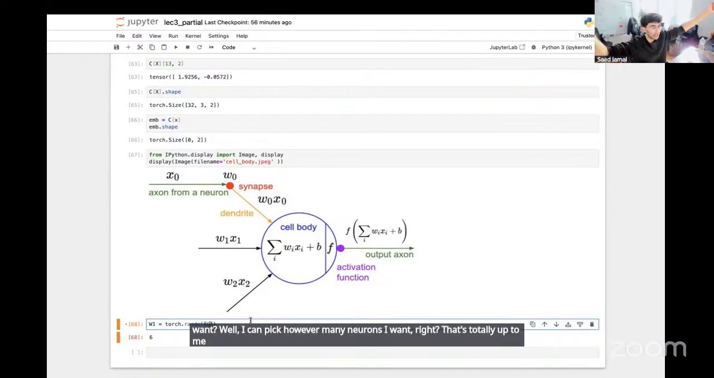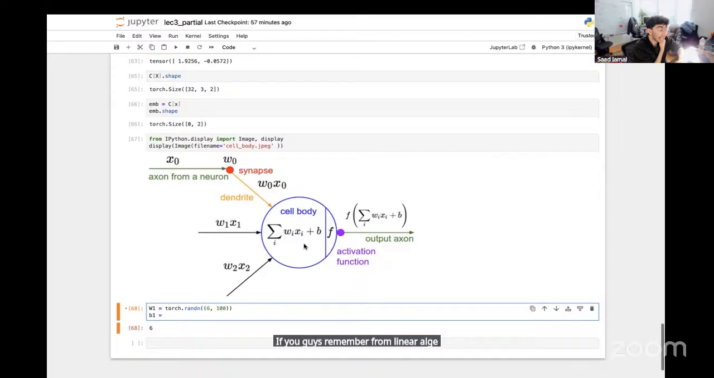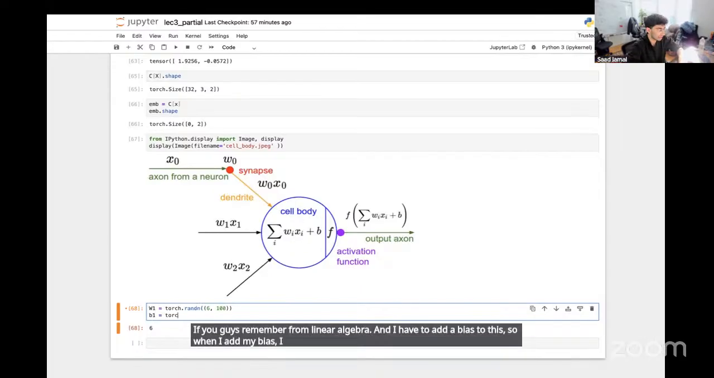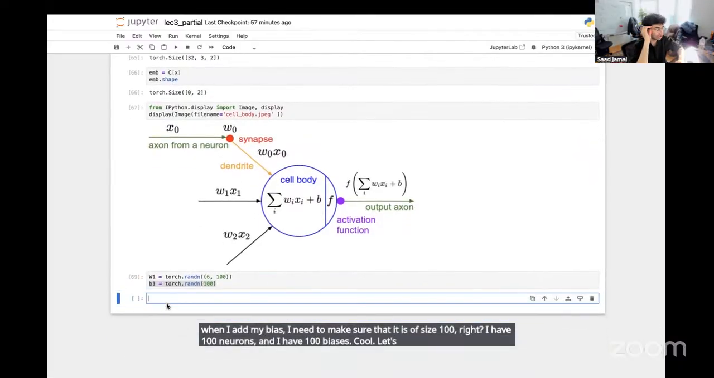That's the hidden layer. I'm just going to pick 100 as the hidden layer. When I have 100 neurons, I'm going to have 100 of these little boxes right here. So 100 of these inner products, if you remember from linear algebra. And I have to add a bias to this. So when I add my bias, I need to make sure that it is of size 100, right? I have 100 neurons and I have 100 biases. Cool. Let's just make sure that the math is going to work here.